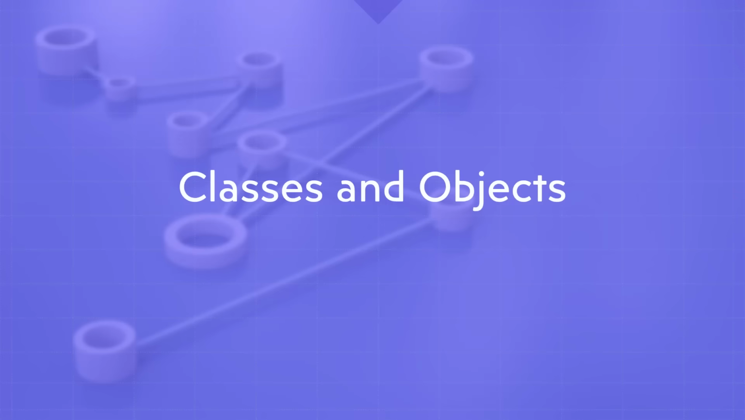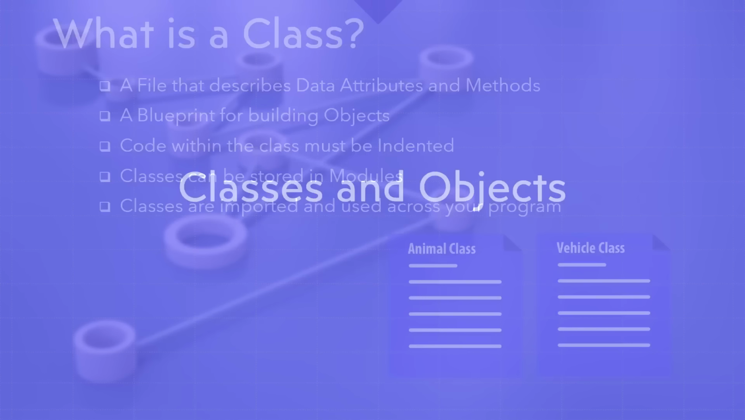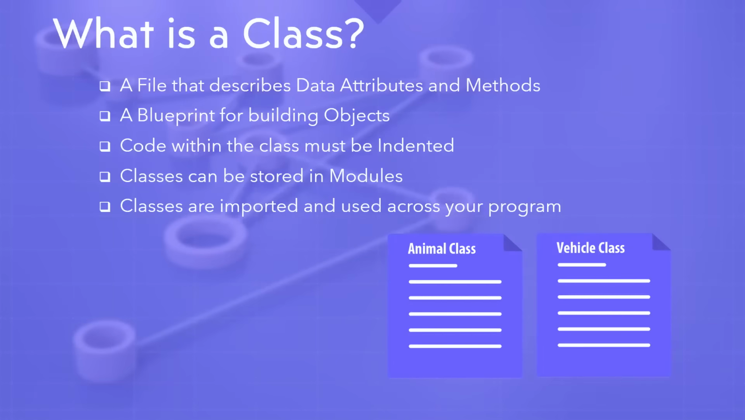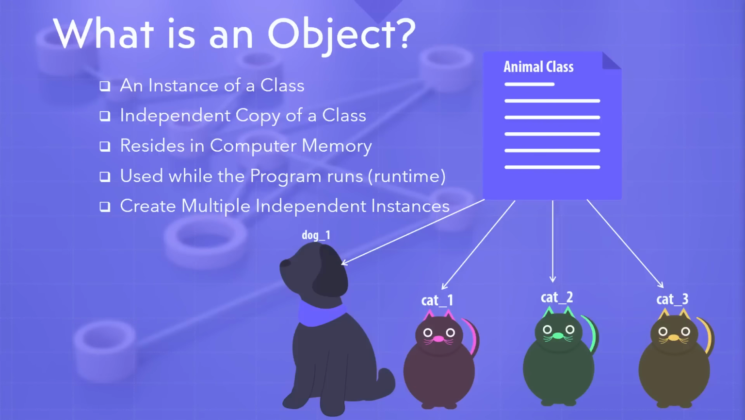Our next topic is classes and objects. A class is a file that describes data attributes and methods. You can think of a class as a blueprint for building objects, and the code within a class must be indented. Classes can be stored in modules, and classes are imported and used across your program. An object is an instance of a class or an independent copy of a class that resides in computer memory while using your program. You can create multiple independent instances out of a class.